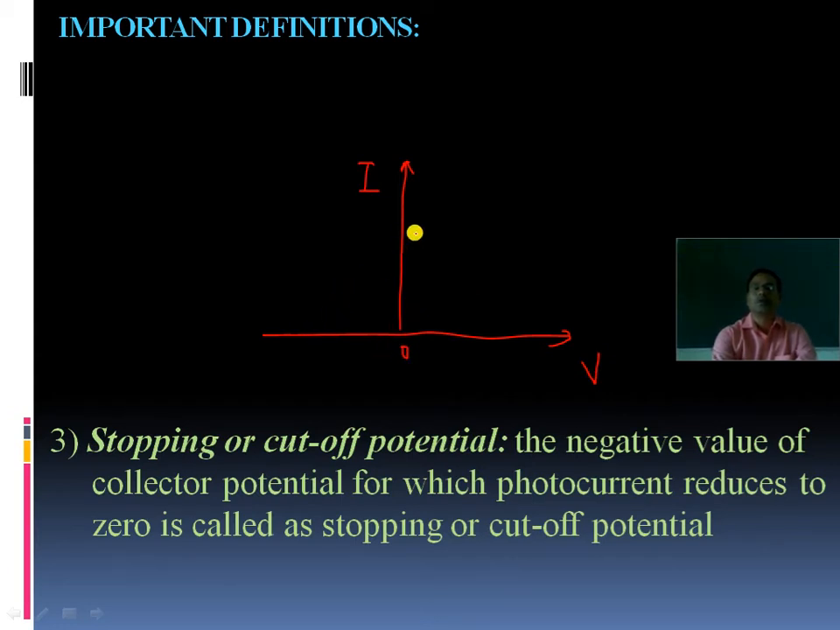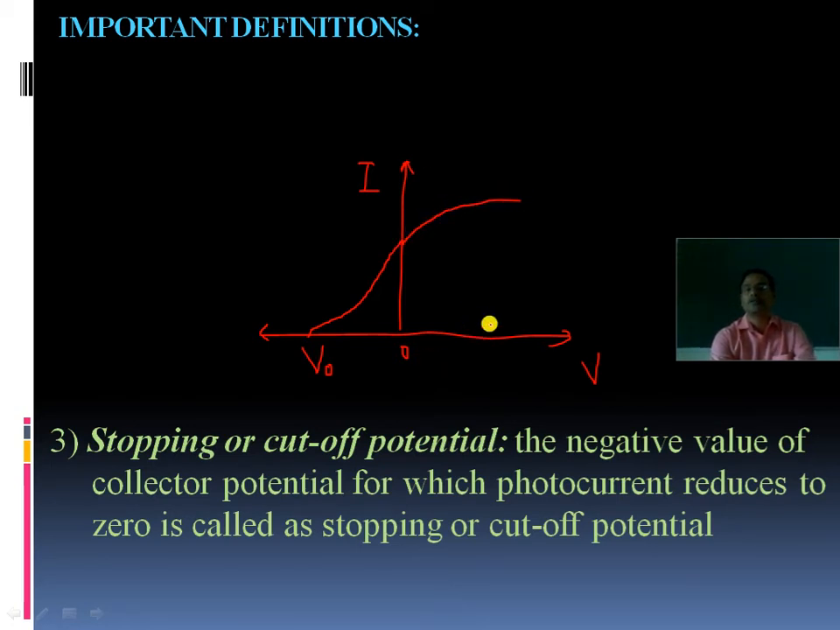So if we go on increasing the negative value of potential, it is observed that collector current reduces, and finally it becomes zero at a particular value, and that value of collector potential is called the stopping potential. This is stopping potential. It is Vs or V0.